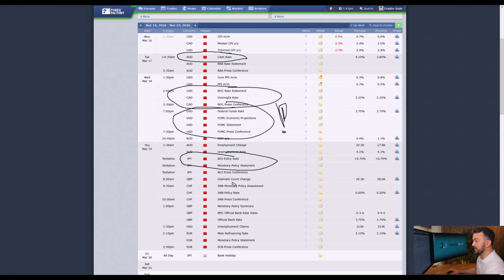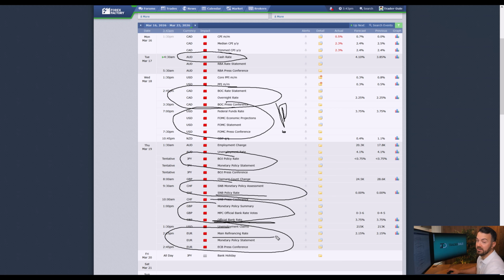Then there's the Swiss franc and their policy rate decision. And then there's the British pound, that's the same thing, official bank rate. And on the euro, again, we have the rate decision news. So as you can see, this week is very heavy as far as the macro news are concerned. So be very careful with your trading. No shame in skipping trading for the whole week.